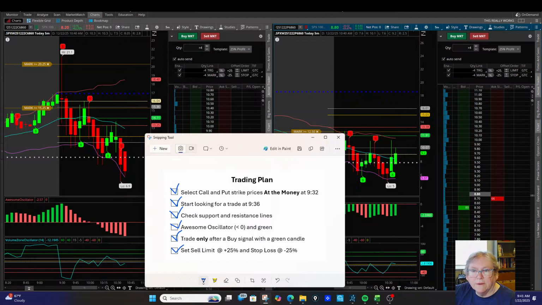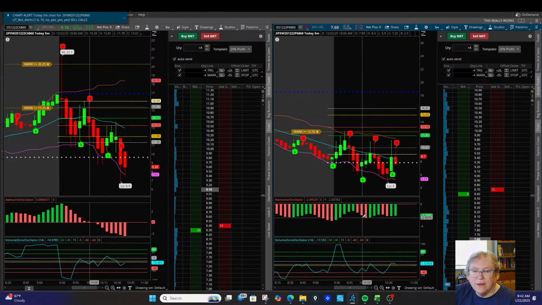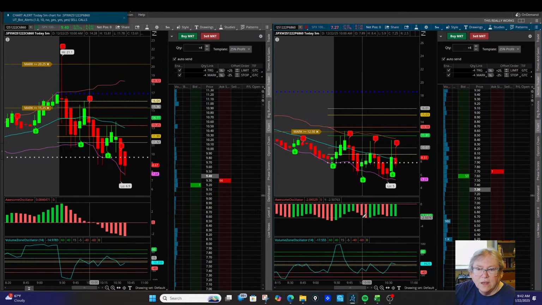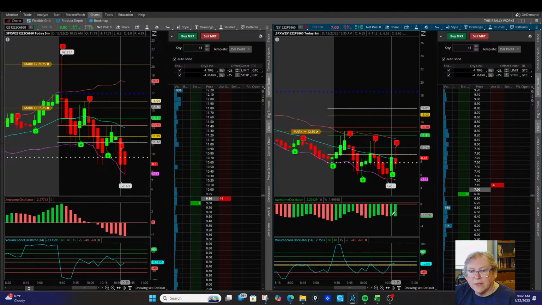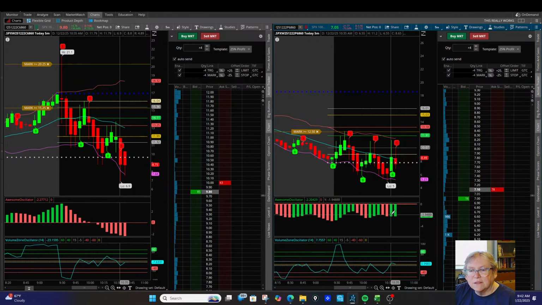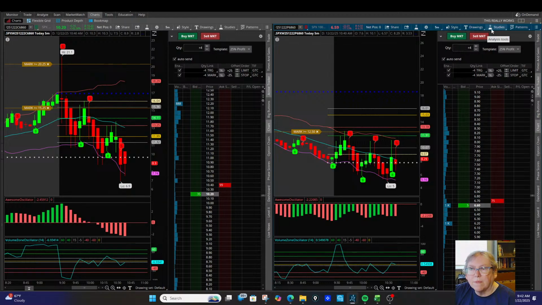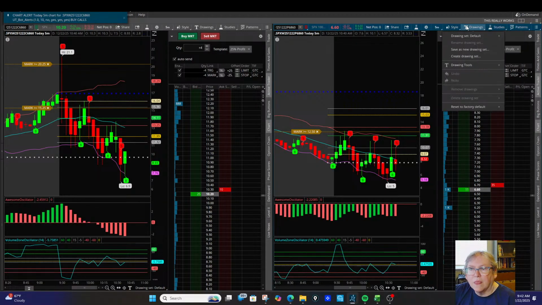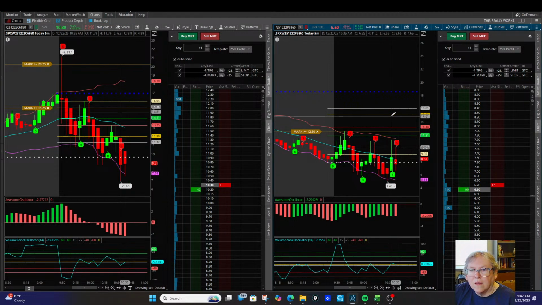Now, if we look over here, we had a green candle with a buy signal, but another red bar in the awesome oscillator. Here we had a green buy signal with a green candle and awesome oscillator, but the next candle, it's come down some. This is a significant area. I'm going to mark this. Right here.